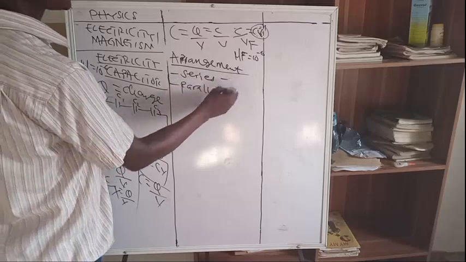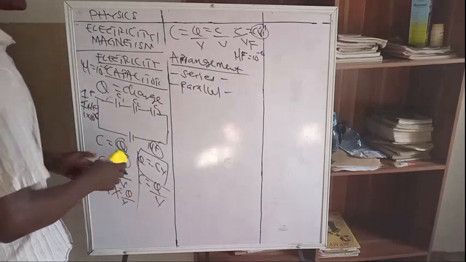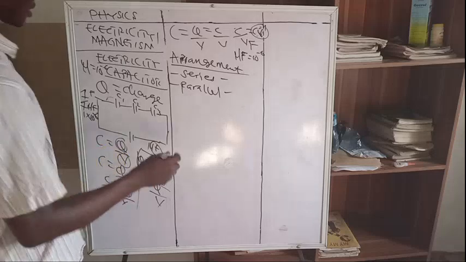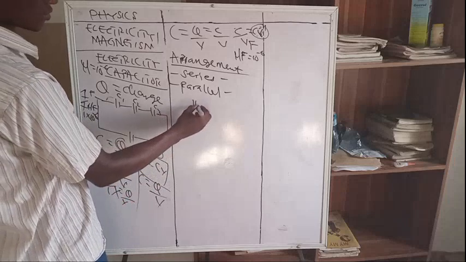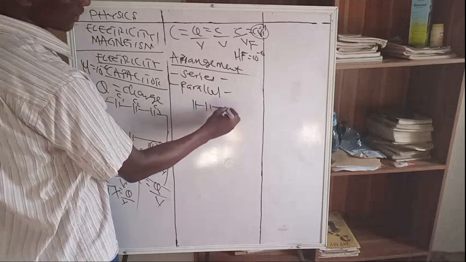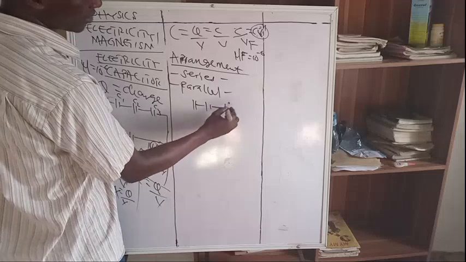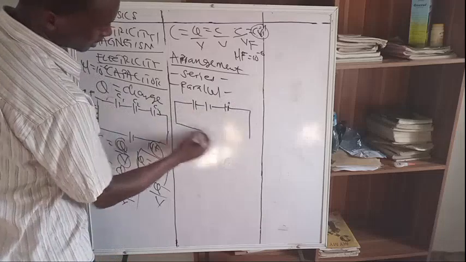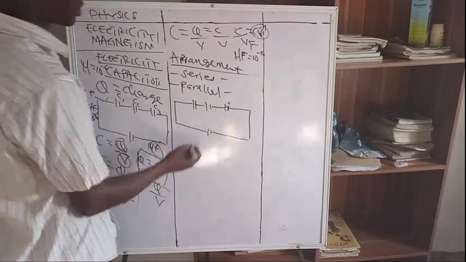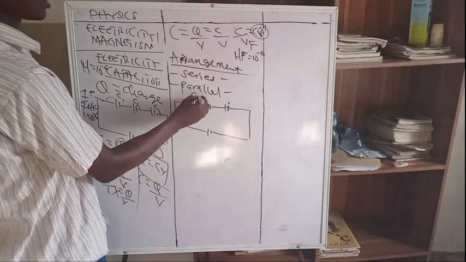Okay, so these are the 2 ways you can arrange a capacitor. Now when you are talking about a series arrangement, this is an example of a series arrangement of capacitors. You have something of this nature, you have one here, and you draw something like this, and like this. So this is what we call a series connection.